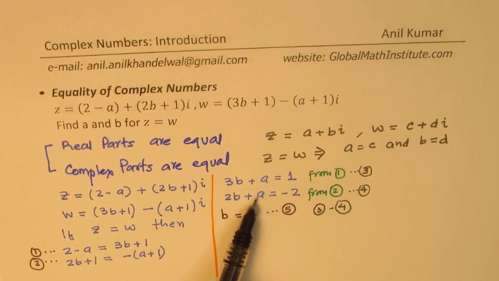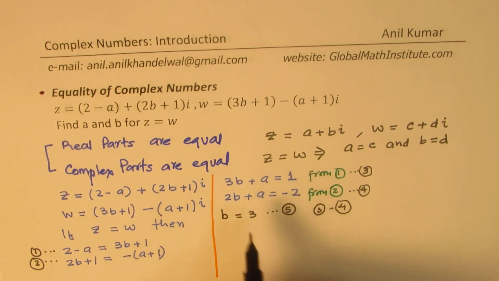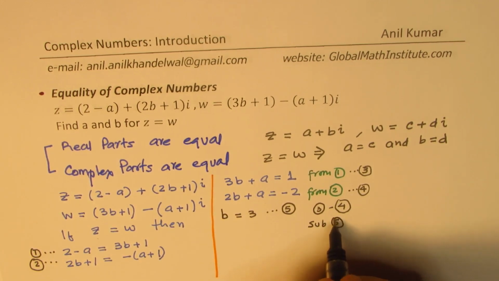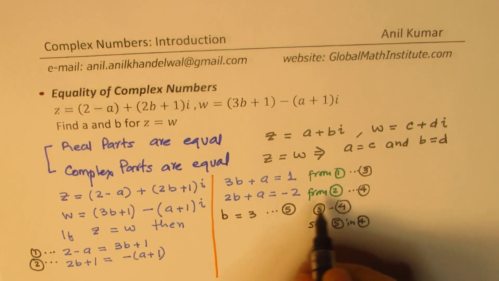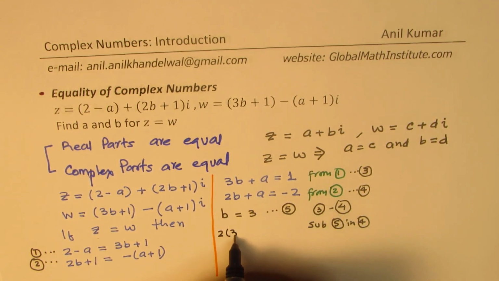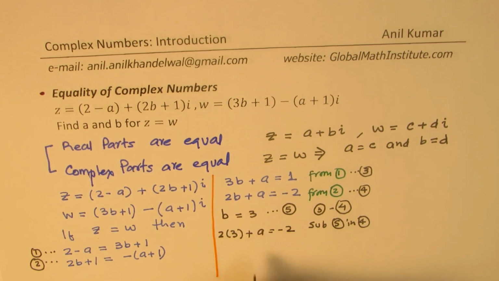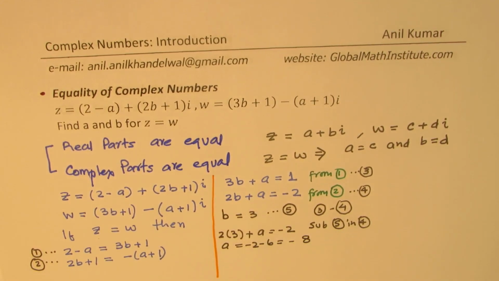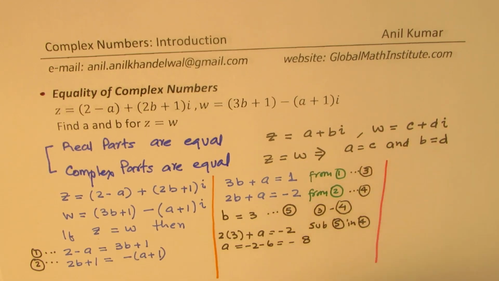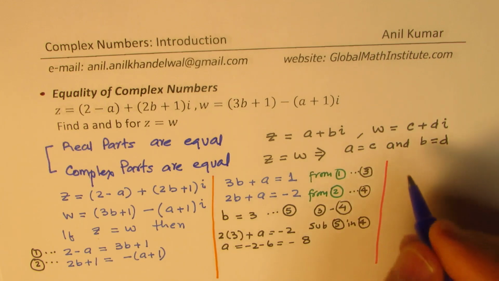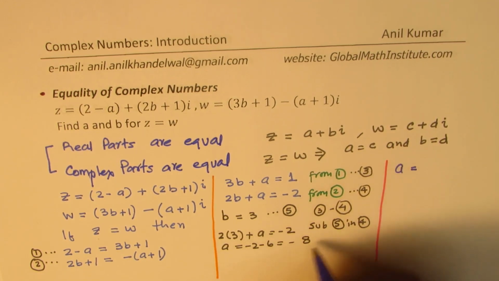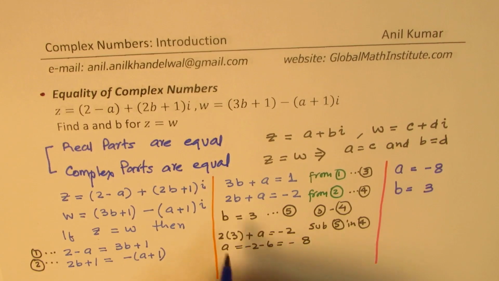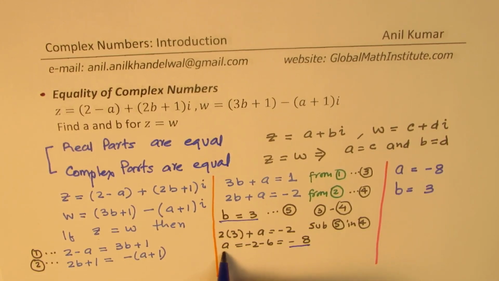And now we can substitute B and find the value of A, correct? So we'll sub 5 in, let's say, 4. If I do that, we get 2 times 3 plus A equals to minus 2, and that gives me A equals to minus 2 minus 6, which is minus 8. Correct. So we get our solution. So our solution in this case is that A is equal to minus 8 and B is equal to 3. Is that clear to you, right? So that is B and this is A.